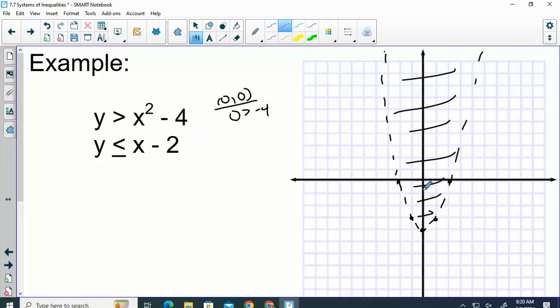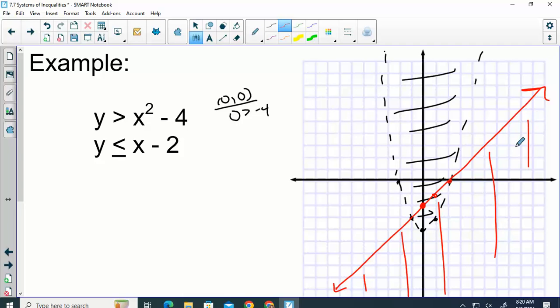Second one, y is less than x minus 2. So line, y-intercept -2, slope is 1, so up 1 over 1. Solid or dashed? Solid. Hey, look at that straight line. Are you guys impressed? It should be. Less than means below. So our overlap is this little bottom of the parabola. Is that okay?